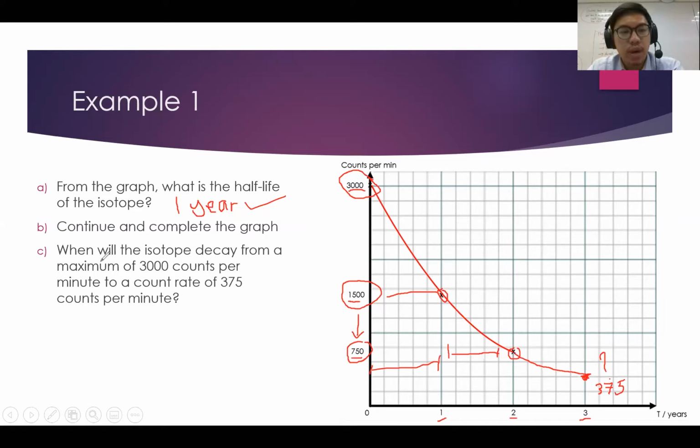C, when will the isotope decay from a maximum of 3,000 counts per minute to a count rate of 375 counts per minute? So how long does it take for it to go from 3,000 counts per minute to 375? So we have the answer right here in front of us on the graph. It actually takes 3 years. So the amount of time it takes to decay from 3,000 to 375 is 3 years. Okay, and those are the answers for this example.